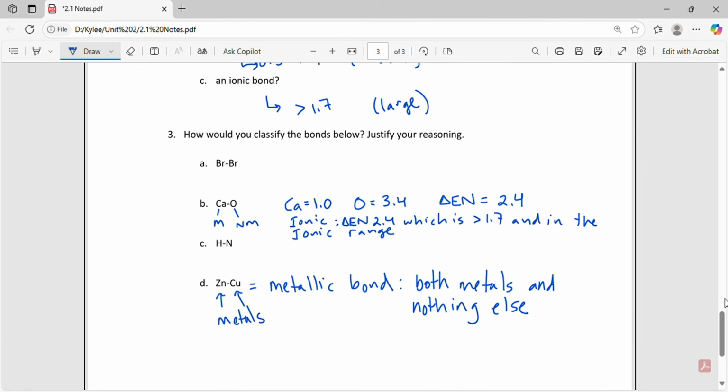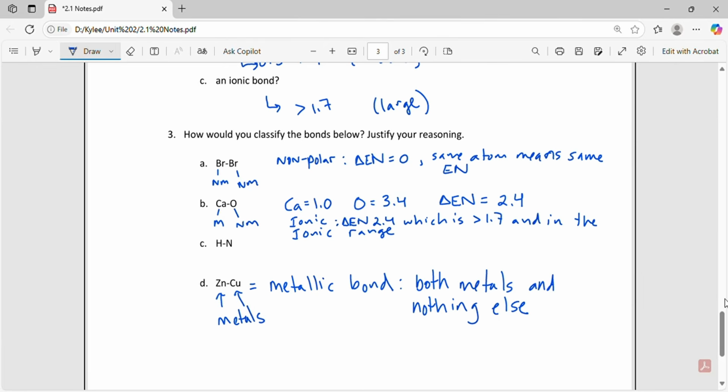Next, I'm going to look at letter A. I've got bromine bonded to bromine. So both of these are nonmetals. And because they're both the same atom, I believe that this is going to be nonpolar. Again, my justification is that the difference in electronegativity will equal 0 because they're the same atom. Same atom means same electronegativity.